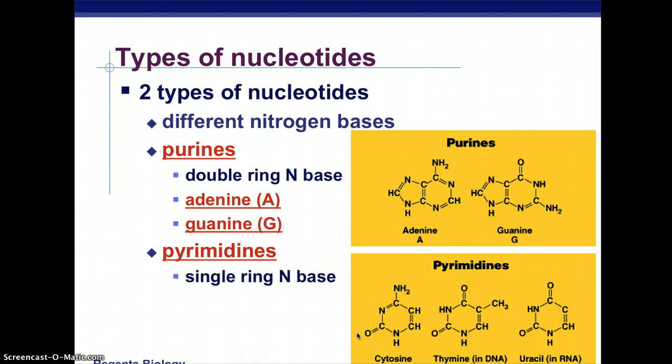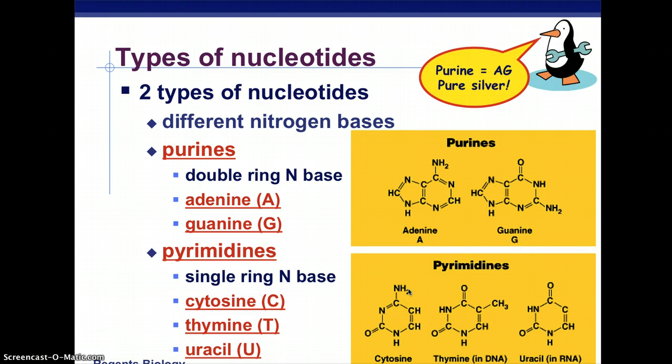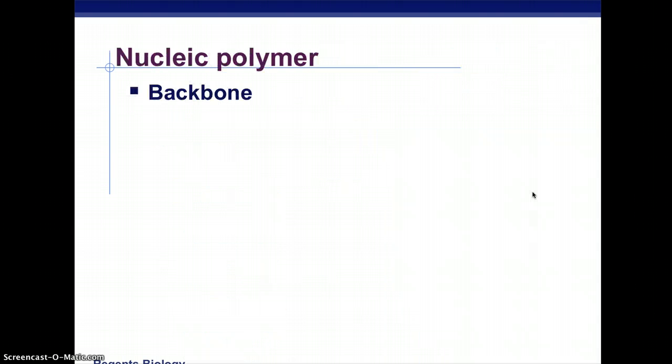Pyrimidines are single ring bases, which are cytosine and thymine. And then if we're talking about RNA instead of DNA, uracil. The other thing to think about, and this is how I remember, is that pyrimidines, longer word, smaller molecule. Purines, smaller word, bigger molecule. I don't know, it worked for me, maybe it'll work for you.